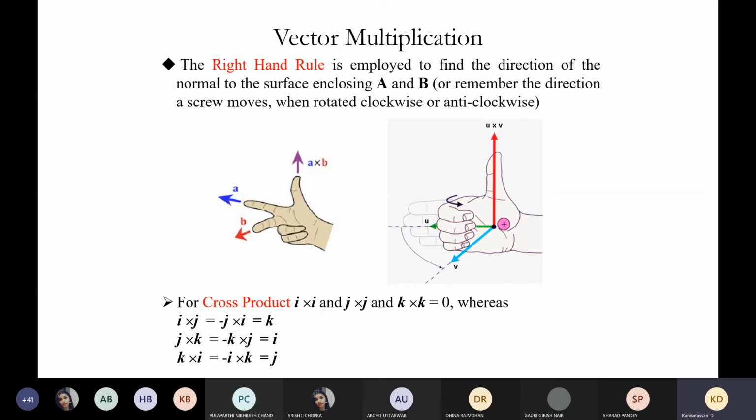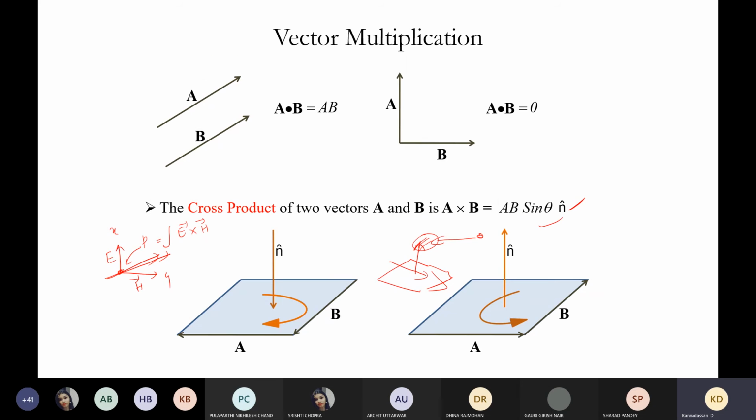You know about the right hand rule, how to apply it to the cross product. In vector calculus, we call the cross product the curl and the dot product the divergence, something like that.